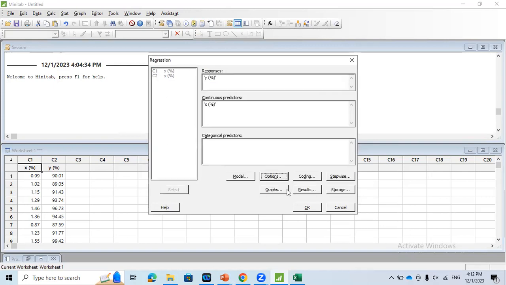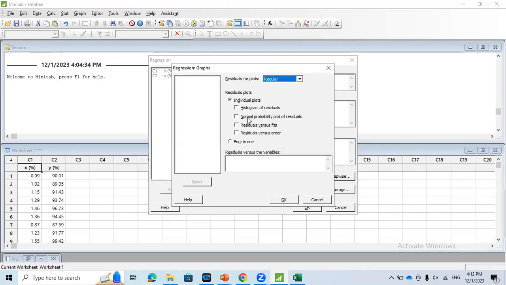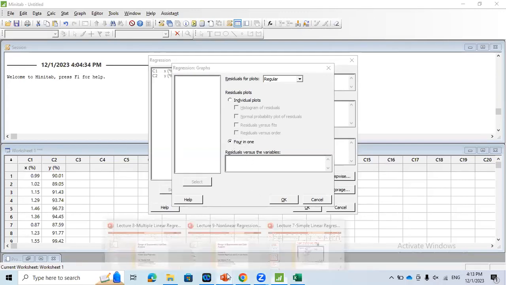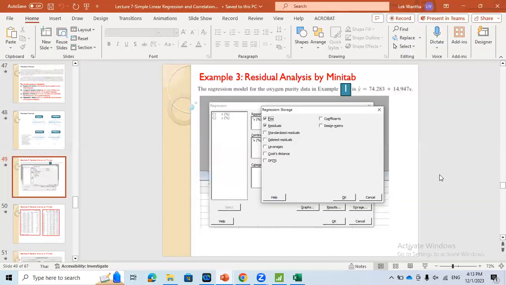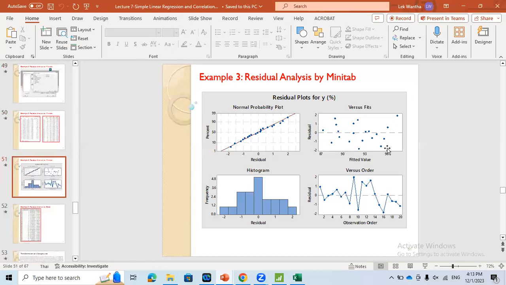Under the graph option, for this case we will plot 4 in 1. 4 in 1 means we plot the histogram of residuals, the normal plot, residuals versus fits, and residuals versus order. For this case, the graph will look like what I show you. We show all 4 of these.